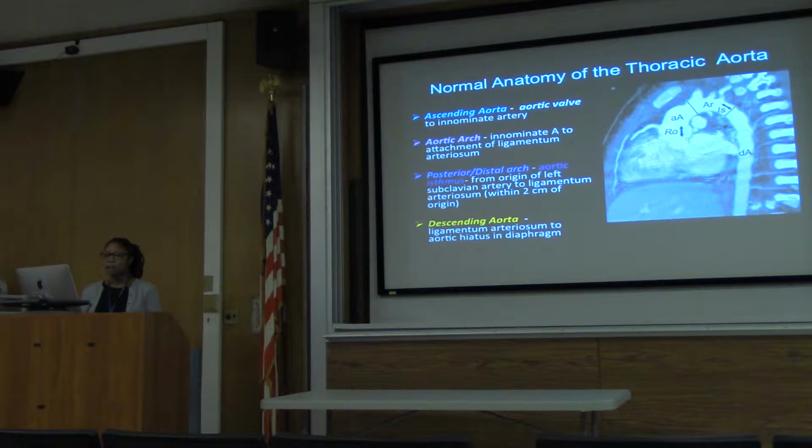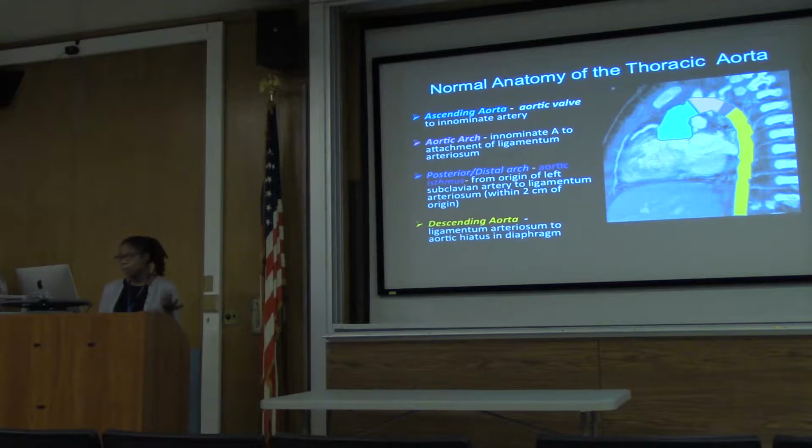The ascending aorta we consider from the aortic root to just before the innominate artery. From the innominate artery, or the brachiocephalic artery, to the ligamentum arteriosum, we consider that the aortic arch. But we can also subdivide that into the aortic arch and the posterior distal arch, or another way we describe that is the aortic isthmus, which occurs just distal to the left subclavian artery to the ligamentum arteriosum, and everything distal to that we refer to as the descending aorta.